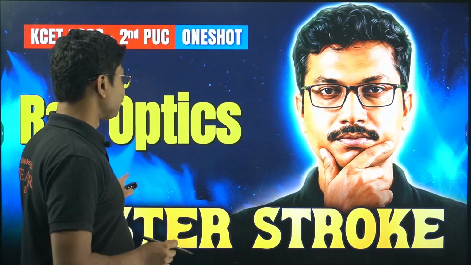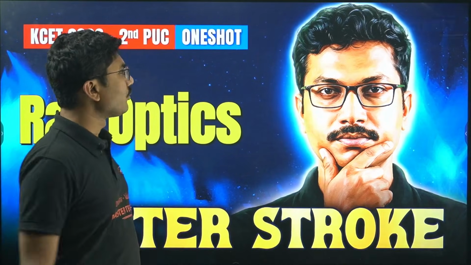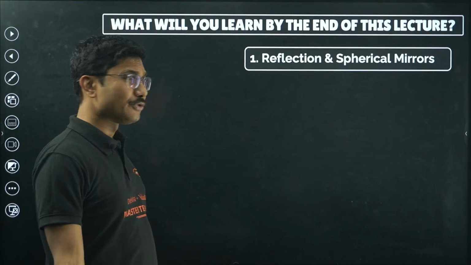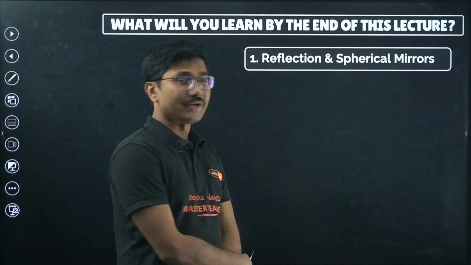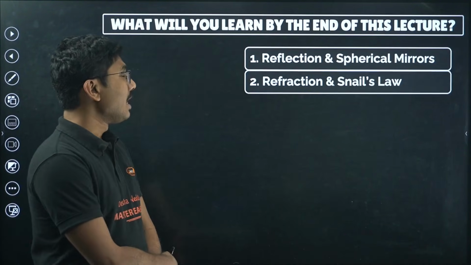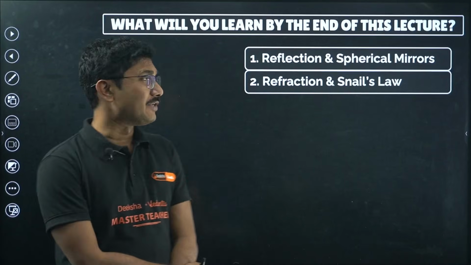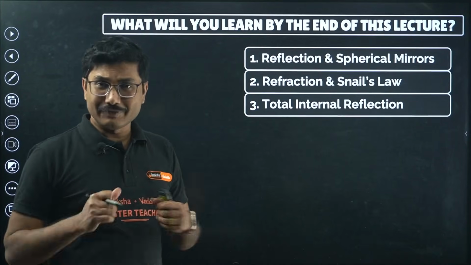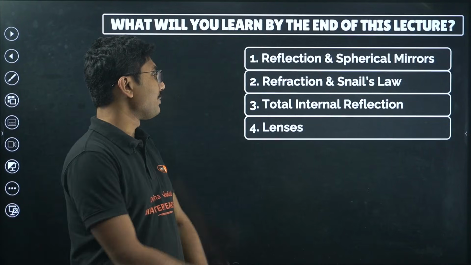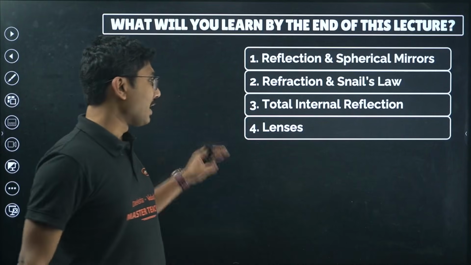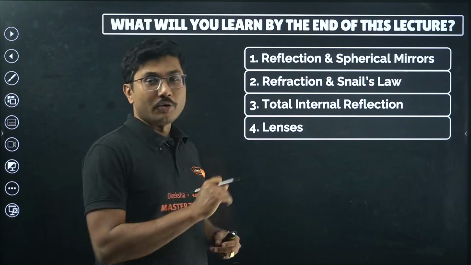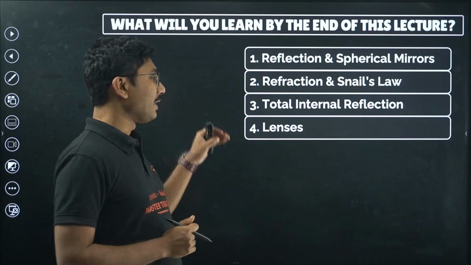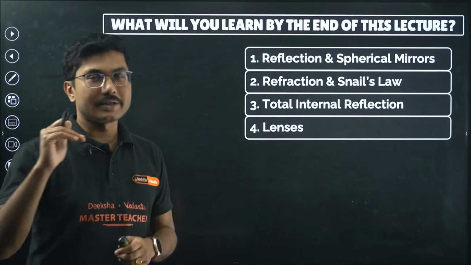So let us start. First we will look at what we are going to cover in today's lecture. Obviously, as usual, reflection and spherical mirrors: law of reflection, spherical mirrors, the mirror equation, refraction and Snell's law, obviously very important. Total internal reflection, one of the most important concepts. Lenses, from there you can expect at least one numerical question in your PUC exam. This year we are expecting a numerical question from this chapter rather than a theory question.